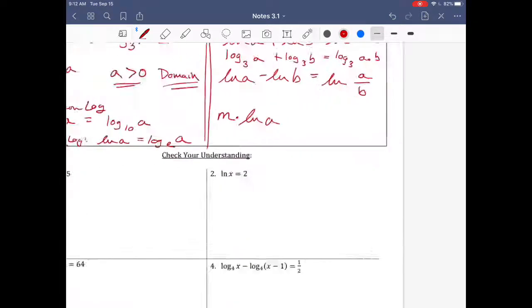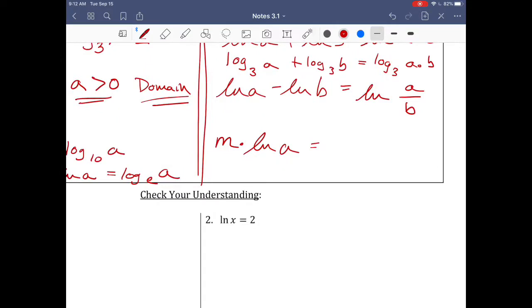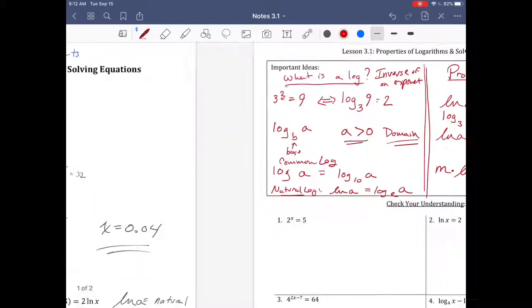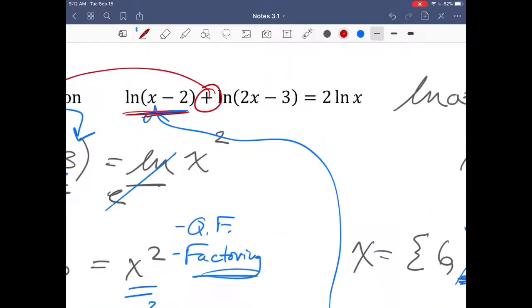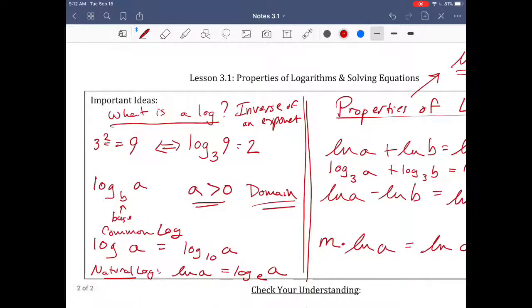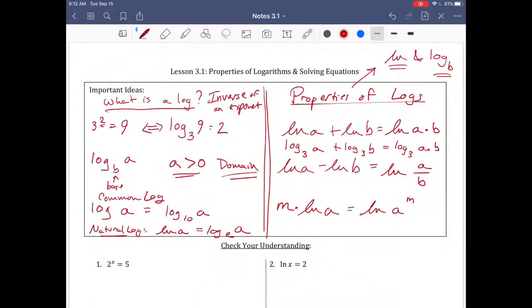Last property to look at: when you have a coefficient of a logarithmic expression, that coefficient can be brought up and written as an exponent, as we did in this example here. 2 natural log of x became the natural log of x squared. And so those are some of the important ideas in properties of logs, to condense, to rewrite, and to solve.